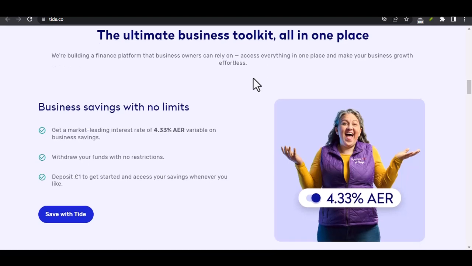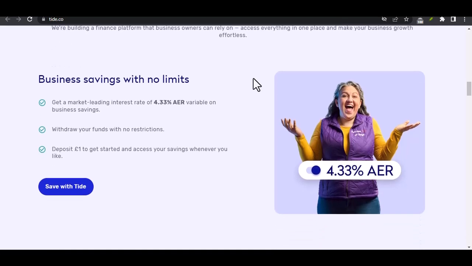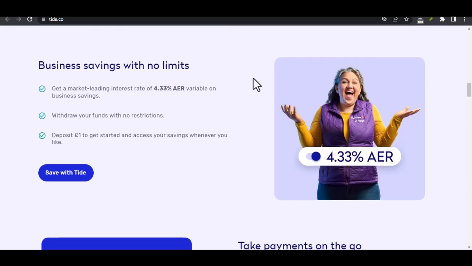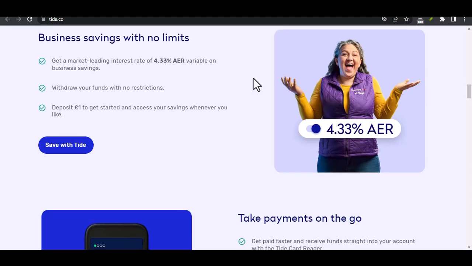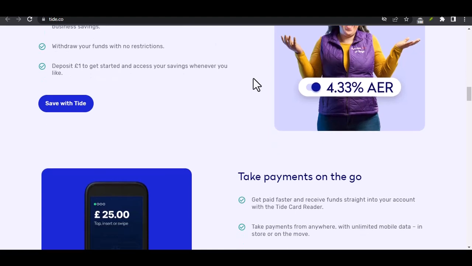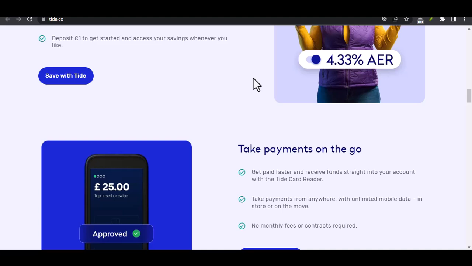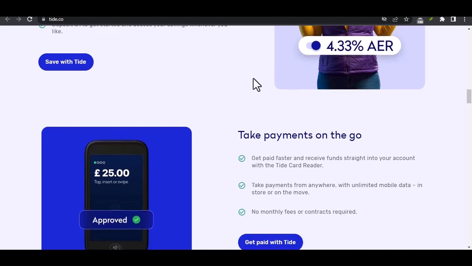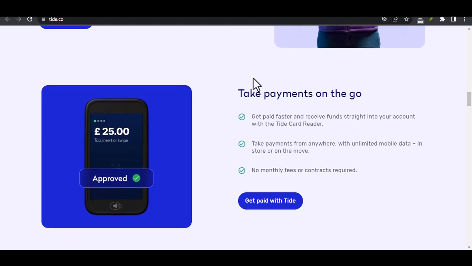Risk assessment. To determine your interest rate, Tide may assess the risk associated with your business. Factors like your business's financial history, credit score, and industry can influence the rate you're offered. How to find your interest rate. Tide's website. The most accurate way to find your specific interest rate is to visit Tide's website. They often have a rate calculator or a section where you can input your details to get a personalized quote.